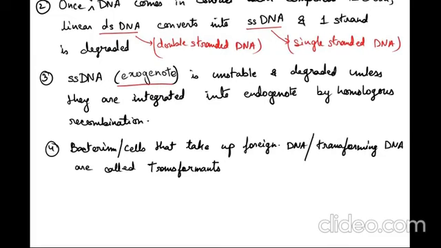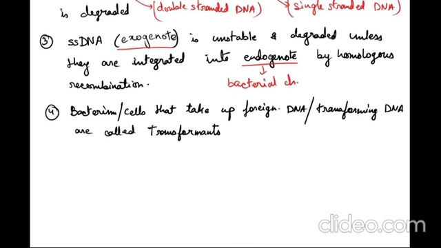Exogenous means the DNA that is coming from outside. The foreign DNA is unstable and degraded unless it is integrated into the endogenous DNA by homologous recombination. So in order for transformation to take place, whatever DNA is coming in has to be taken into the endogenous. Endogenous means here I am talking about the bacterial chromosome, what they are already having. In that, it has to get incorporated.